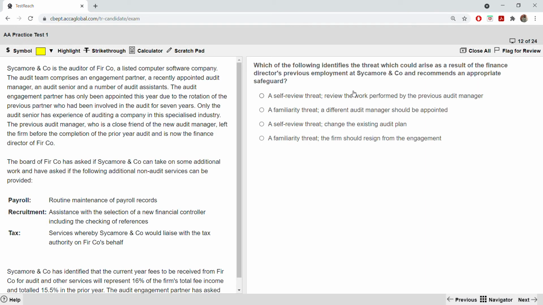Next, which of the following identifies a threat which could arise as a result of the finance director's previous employment at Skymore and recommends an appropriate safeguard? So you have to give a threat and a safeguard. Is it a self-review threat, review the work performed by a previous audit manager? Familiarity threat, a different audit manager should be appointed? Self-review threat, change the existing audit plan? Or familiarity threat, the firm should resign from the engagement? It is the second one. Resignation is always not chosen, because it is not appropriate, it is the least, at the end.